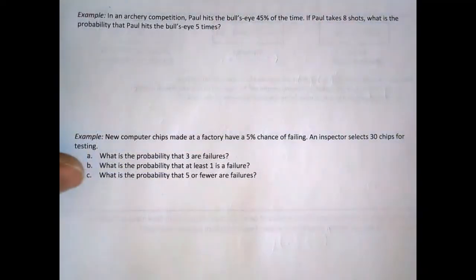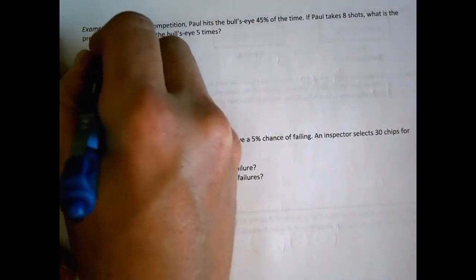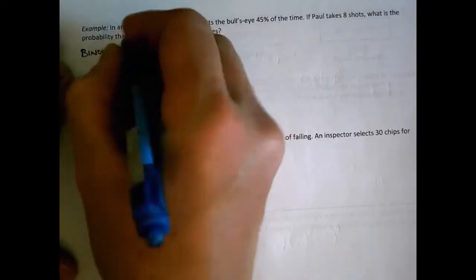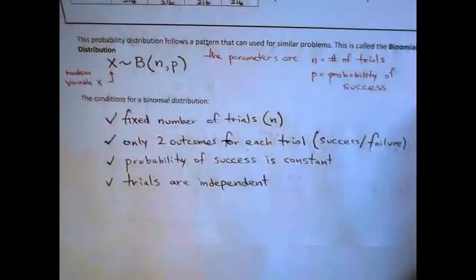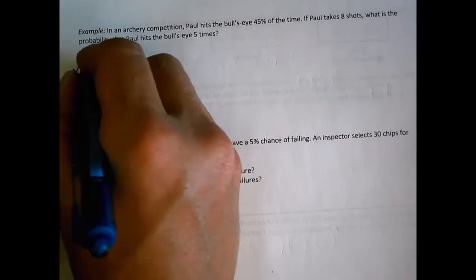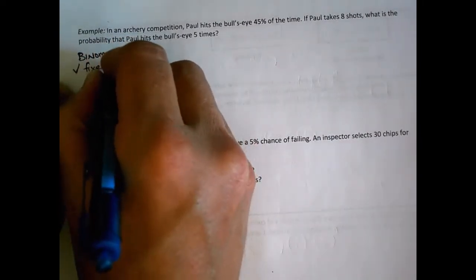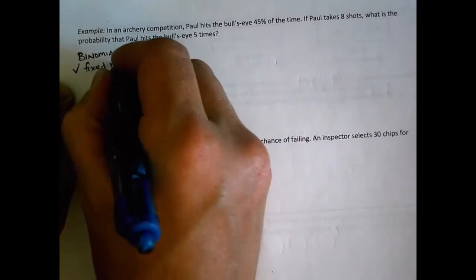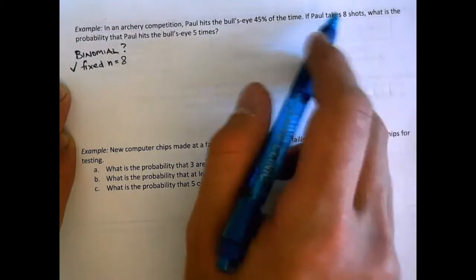Now, is this the binomial distribution? Well, if you remember in our last video, we had 4 things we want to look for to show that we're looking at a binomial distribution. So here they are. Let's go through each one. The first one, is there a fixed number of trials? In this case, what is the trial? Well, it's Paul shooting arrows at the target. So yes, there's a fixed number of trials. We know in the question he's taking 8 shots.